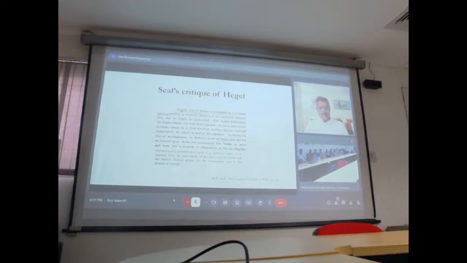Right? And how did the formation of the state on the subcontinent, for instance, relate to the formation of the state in Europe? What comparisons could we draw? And Seal supplied a similar answer here on the question of politics.